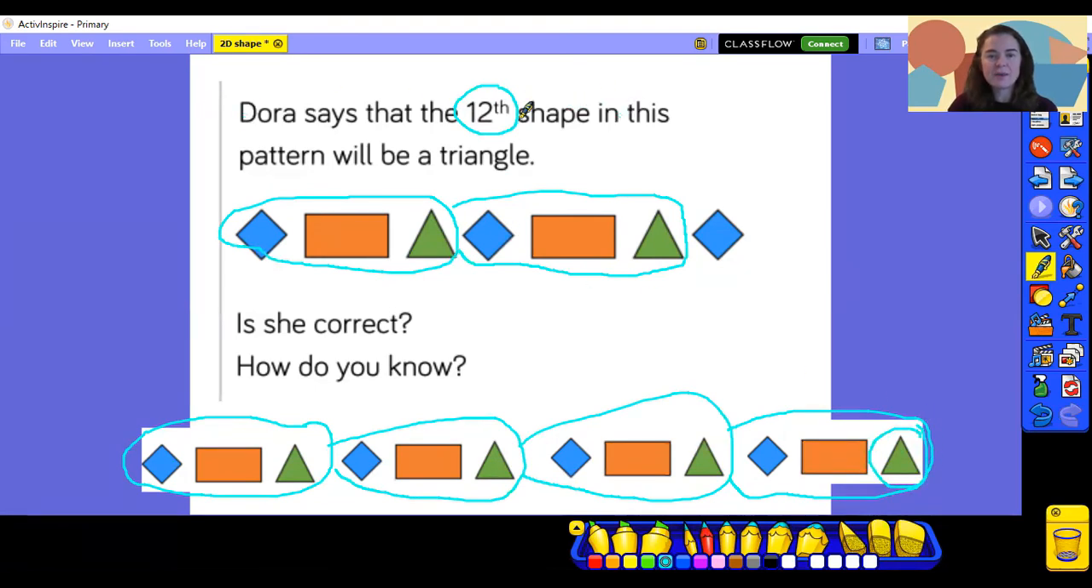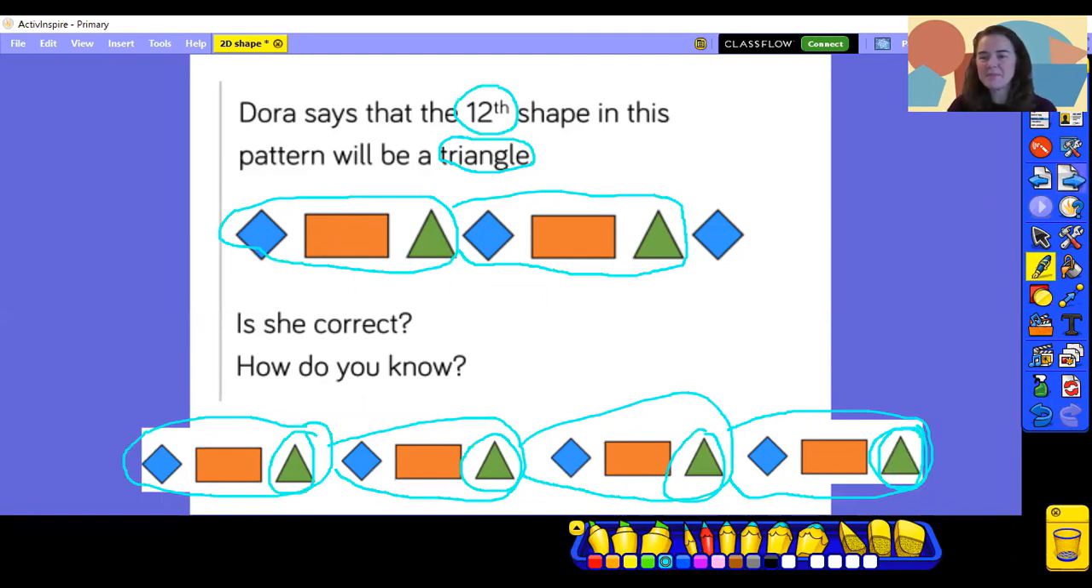Dora says the 12th shape in this pattern is the triangle. Is she correct? Yes, she is. So we've solved that problem by actually drawing the repeated pattern out. But again, you could use your understanding of counting in threes, because 12 appears in the 3 times table. So we know that the triangle is the 3rd shape. So we've got 3, 6, 9, 12. So that's another way of solving that problem.